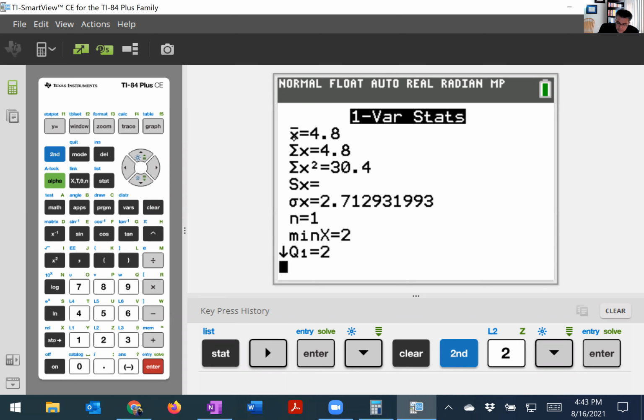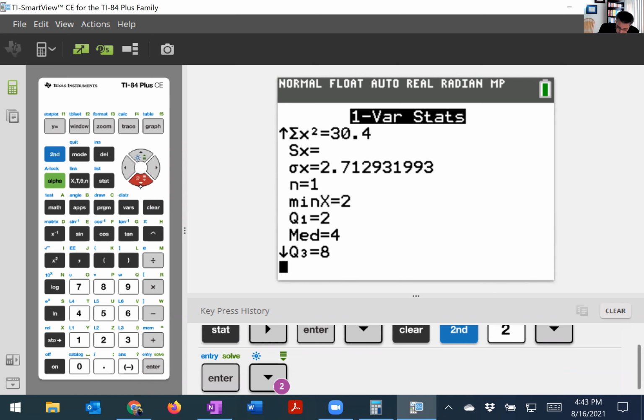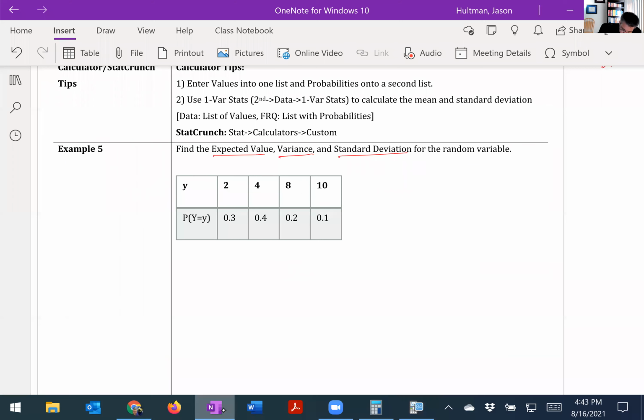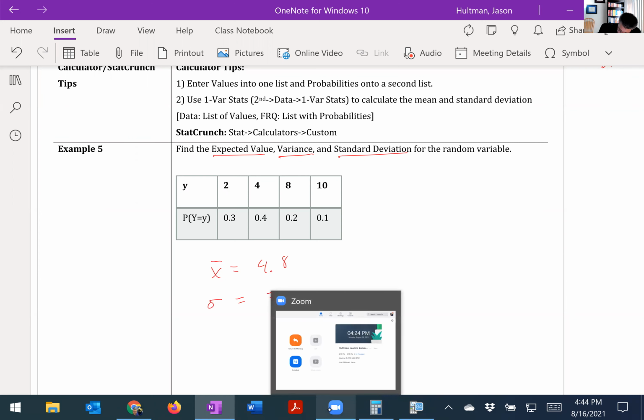It tells us that the mean X bar is 4.8. It tells me that the standard deviation is 2.713. This doesn't give me the variance, I don't believe. No, it doesn't give me the variance, but we'll get it in a second. So the mean was 4.8, and the standard deviation was 2.713.